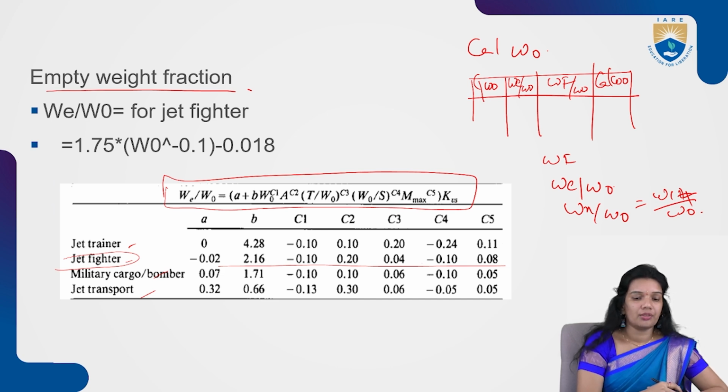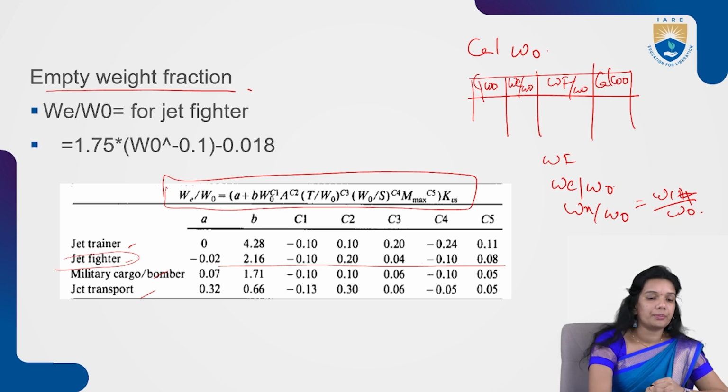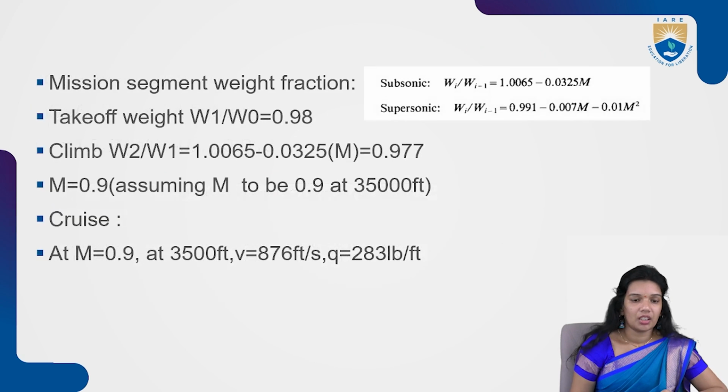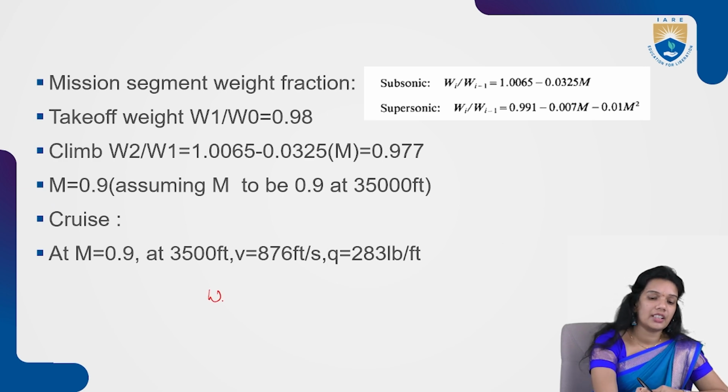So finally, when you substitute all of the fighter-specific constant values, we obtain WE by W naught equal to 1.75 into W naught, which is an unknown term, W naught to the power of minus 0.1 minus 0.018. So this is the empty weight fraction, right? Calculated from the previous trends estimation. Then it is going to be the mission segment weight fraction. So I have 14 segments, right? So I'm going to calculate all of them.